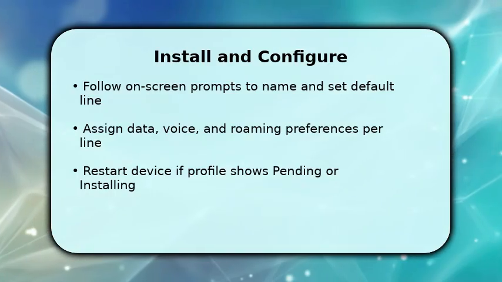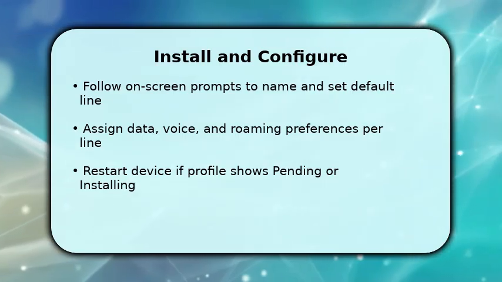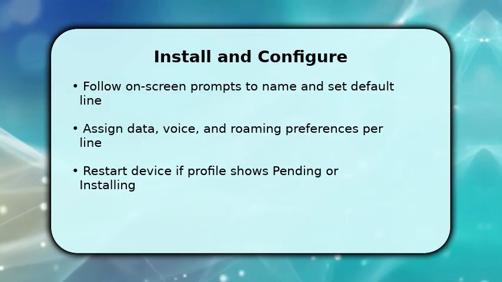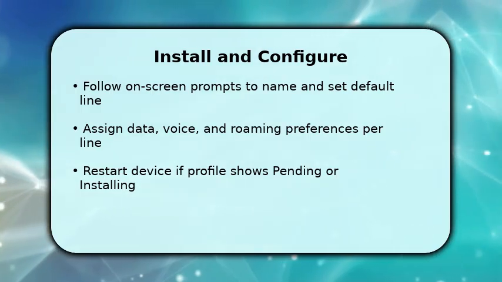After the profile downloads, you'll see installation prompts. Follow them to name the line and set it as primary or secondary. Once installed, assign which line handles cellular data and voice. This matters when you have dual lines.